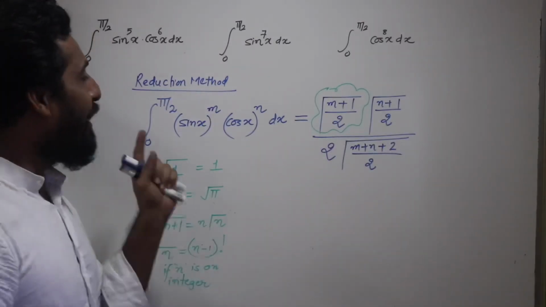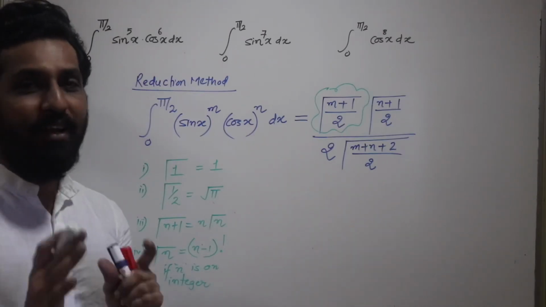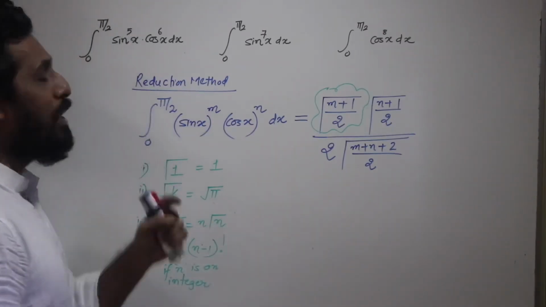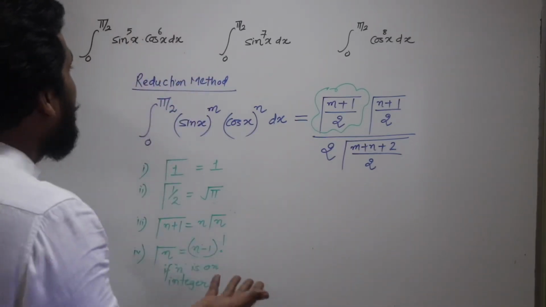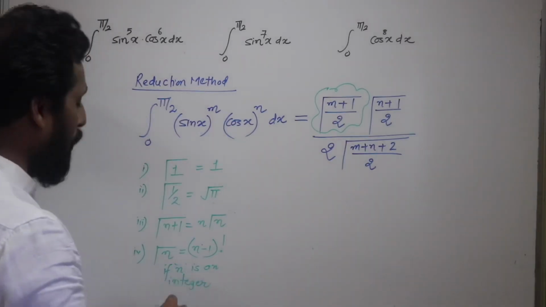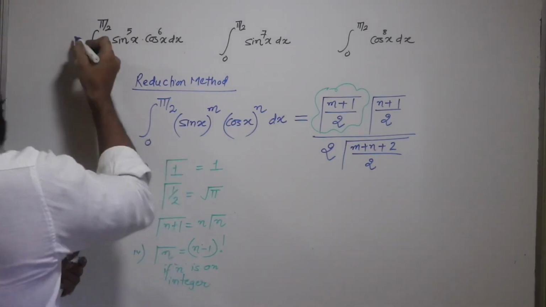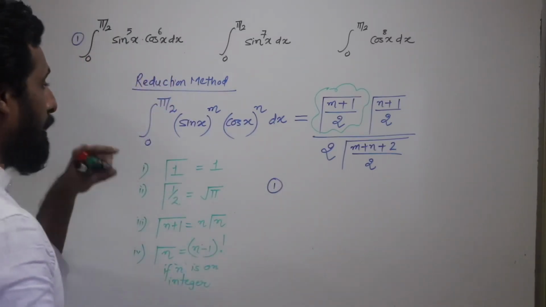Now I am going to make use of this technique to solve these questions and you are definitely going to love this method. Let's see the first question. If you observe the first question, the values of m and n are 5 and 6. Simply replace m and n with 5 and 6. So what will I get for the first question? If I number it, this is question number 1.